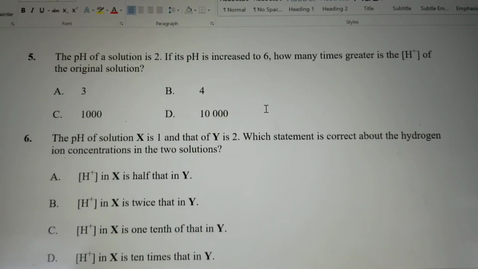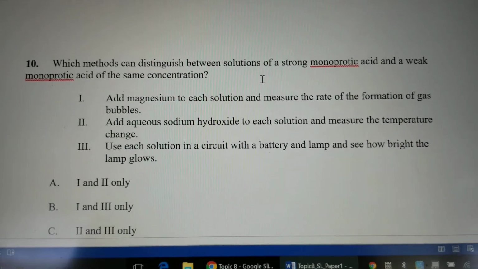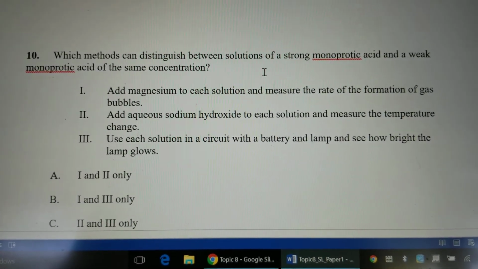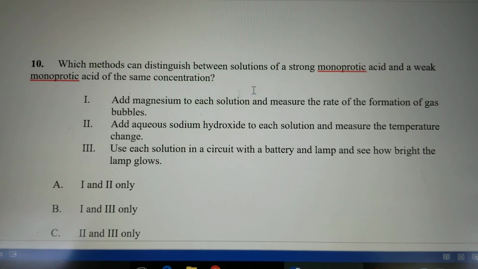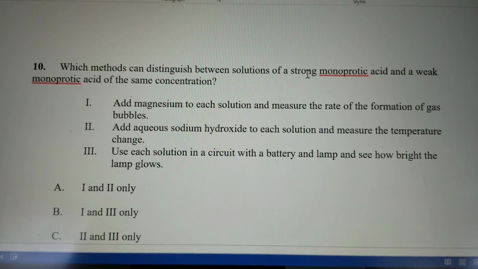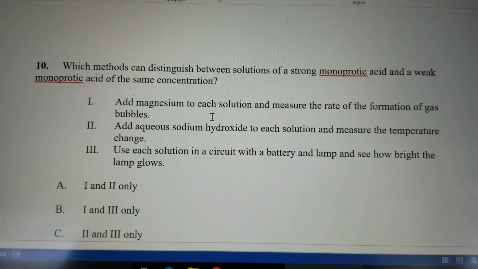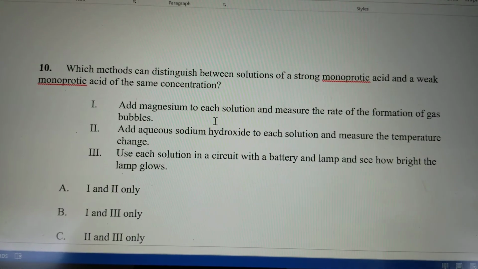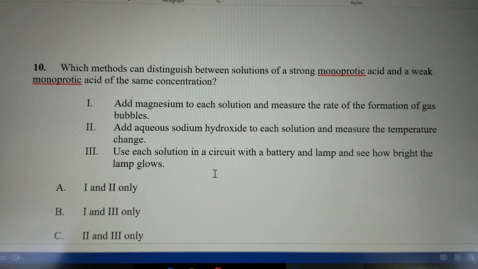I'm going to skip to number 10. Number 10 asks about which method you could use to determine if a monoprotic acid is strong versus a monoprotic acid that's weak of the same concentration. So basically you're looking for strong versus weak. In other words, which one gives you more reaction? The one that gives you more reaction is going to be the strong. The one that gives you less reaction is going to be weak.